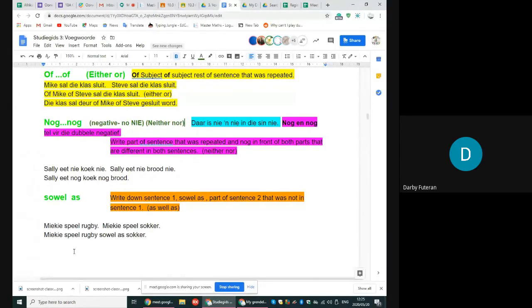Do you want me to use what conjunction? Sowel as. So it would be sowel Mickey, oh yeah, you can actually, sowel Mickey as Susie speel rugby. Mooi. Sowel Mickey as Susie speel rugby, of Mickey sowel as Susie speel rugby. Can you see it's easy? Exactly the same as in English.